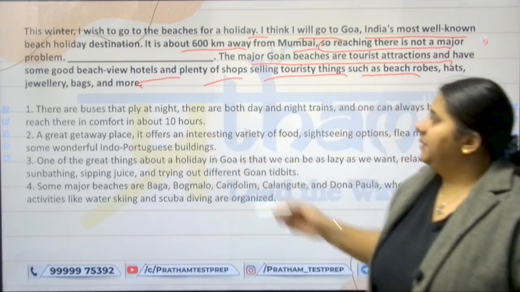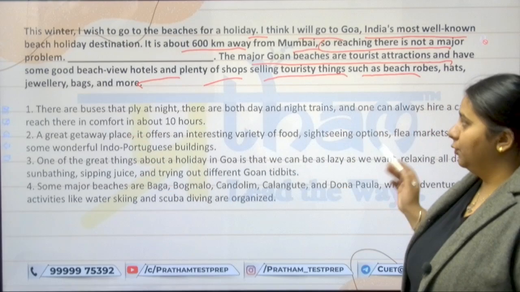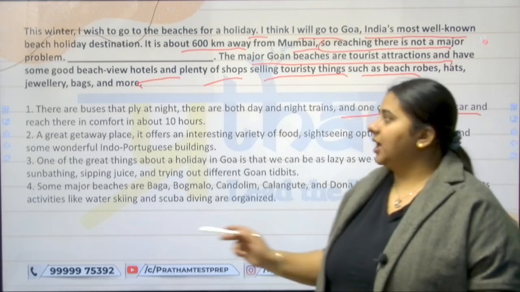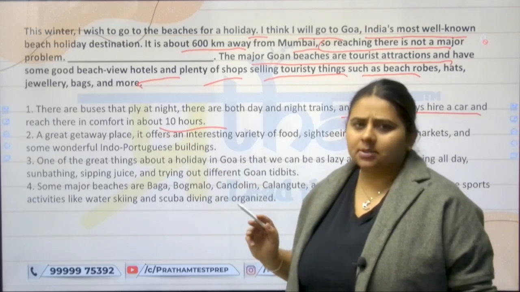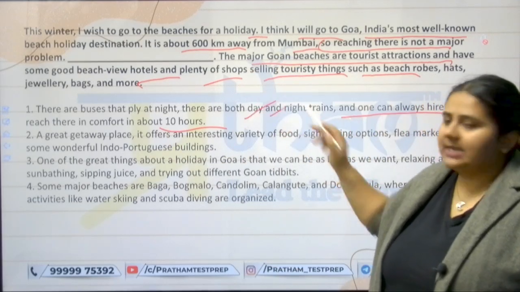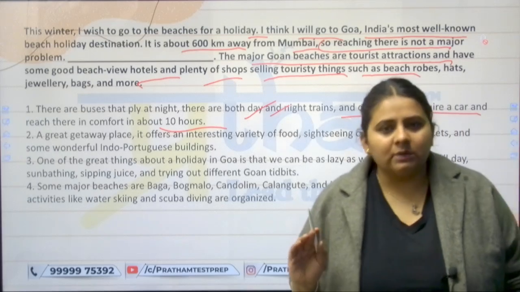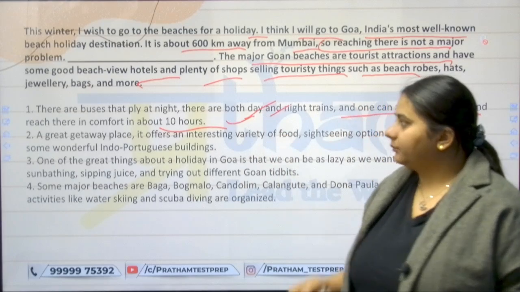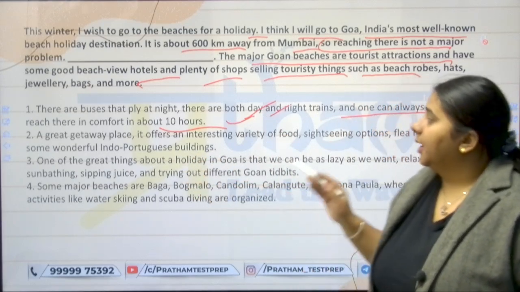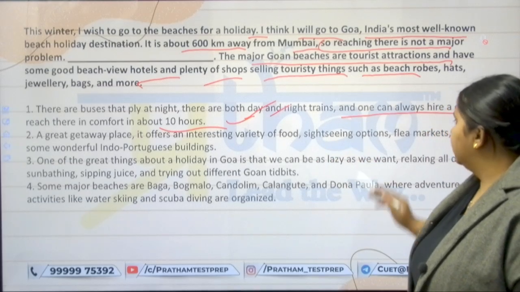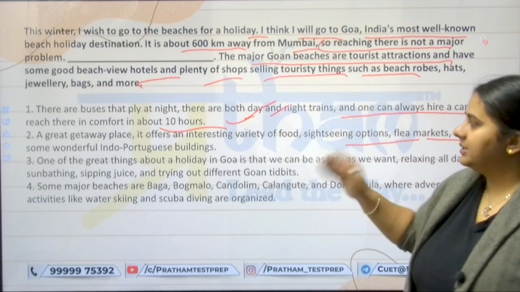There are buses that ply at night. There are both day and night trains, and one can always hire a car and reach there in comfort in about 10 hours. Right? 600 kilometers है, but आप buses, taxi वगैरह ले सकते हो, and within 10 hours you can reach there. Relates and makes a lot of sense. हो सकता है.